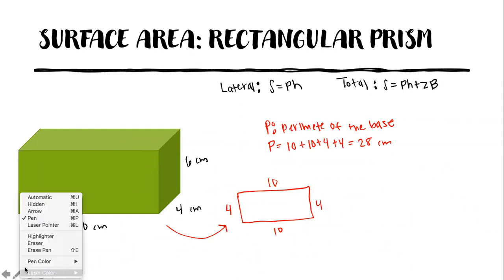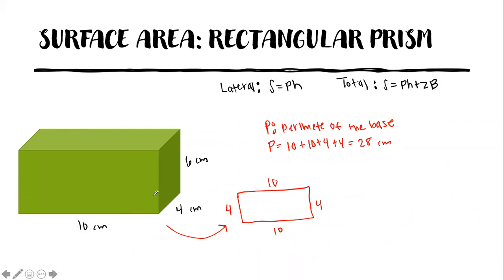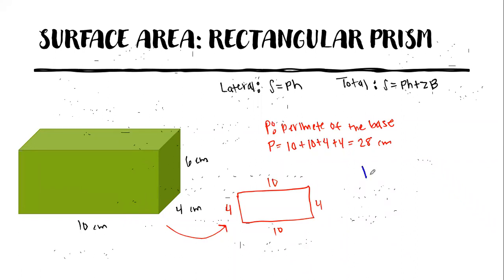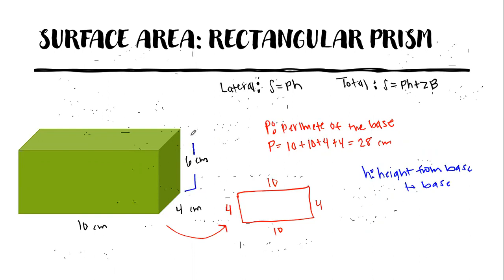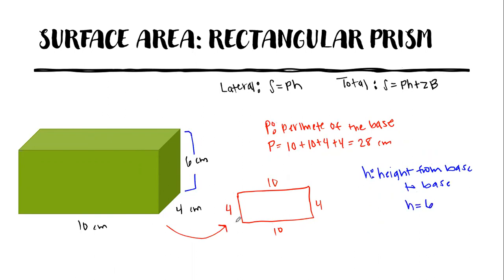What does H stand for? Height, yep, so H stands for the height from base to base. Height from base to base. So what is the height of this rectangular prism? 6, yep, so from base to base, from bottom to top here, the height is 6.